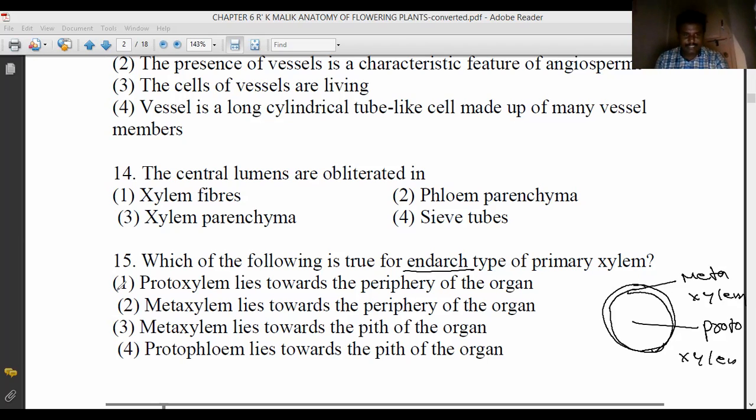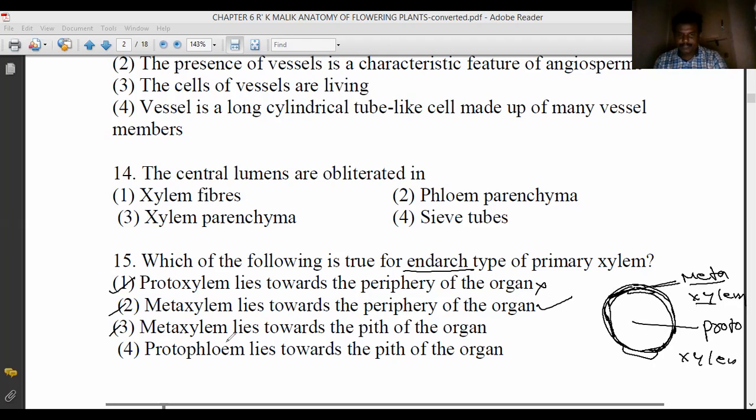See here, protoxylem lies towards the periphery of the organ. Periphery means the outer part. Actually, protoxylem is not located towards the periphery, so the first option is wrong. Let's see the second option. Metaxylem lies towards the periphery of the organ. Yes, the second option is correct. Metaxylem is located outside of the organ.